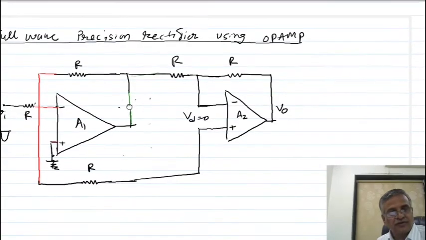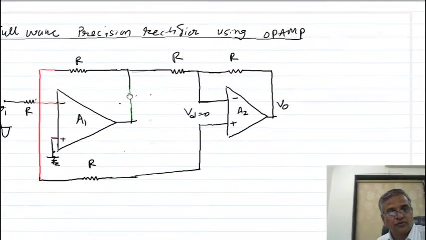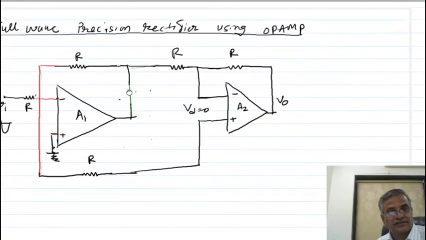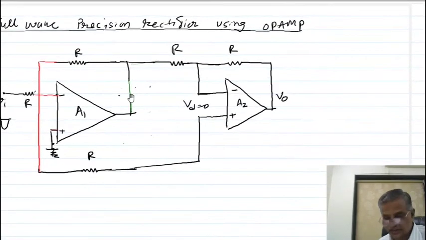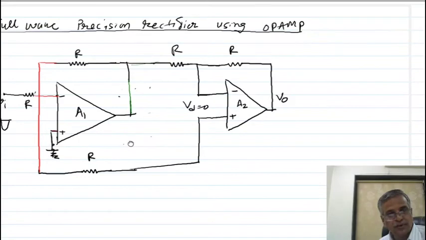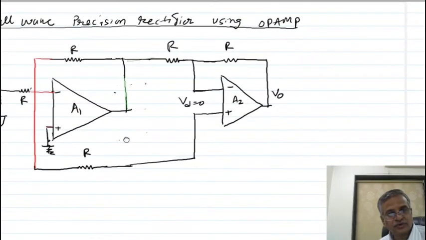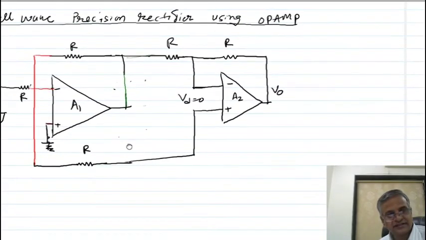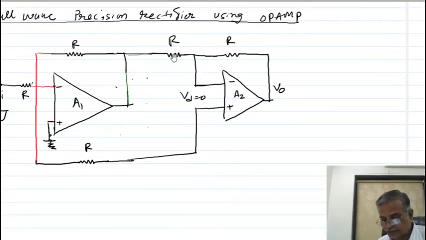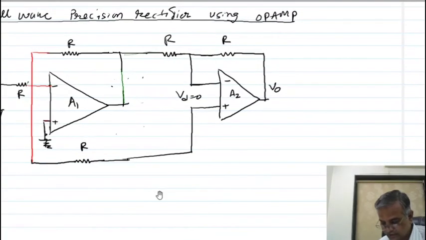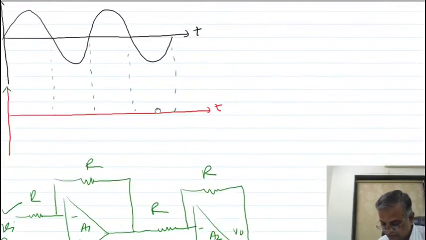This diode, you remember, was conducting, so I have shown it short circuited. Here is another diode, open circuited. So I have shown it like this. And this output is connected to the input of A2 through R. You can see, I have connected it through R.